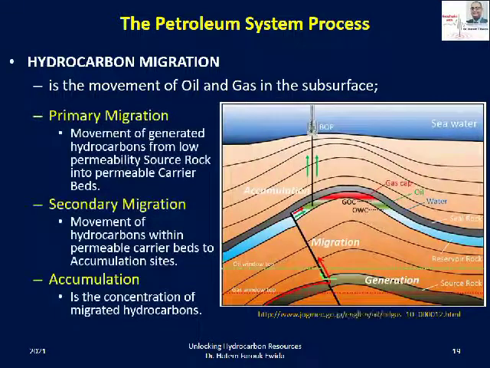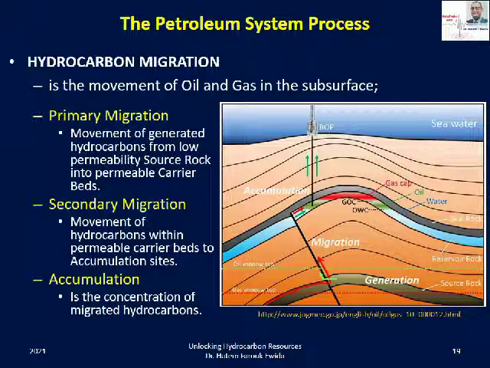We have different types of migration. We have the primary migration, we have the secondary migration, and then the accumulation. The primary migration is the movement of the generated hydrocarbon from the low permeability source rock. So this is the source rock, as you see in the figure here. It generates the hydrocarbon, and then this is followed by the secondary migration, which is through the carrier beds or the fault, as you see in this picture.